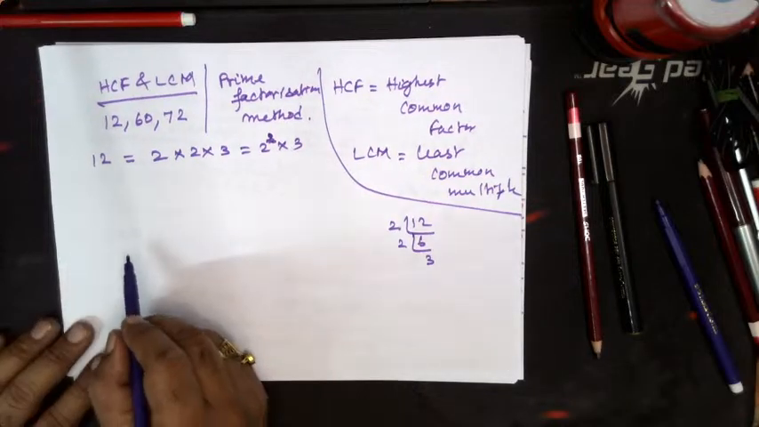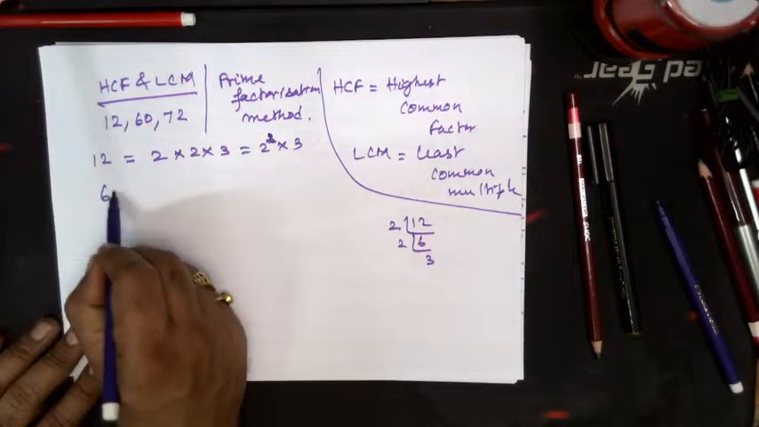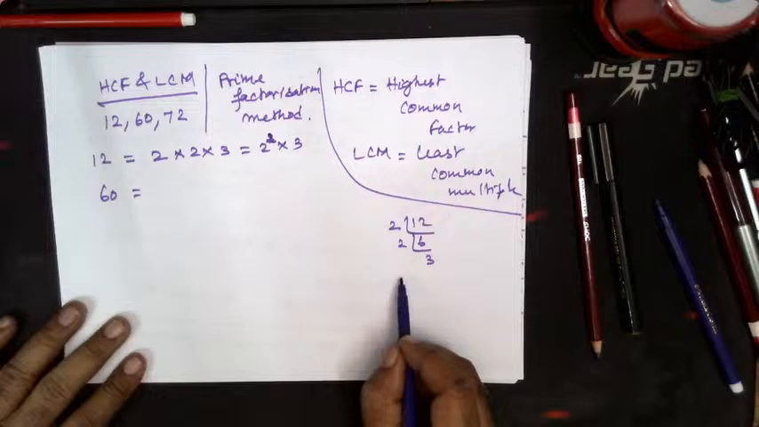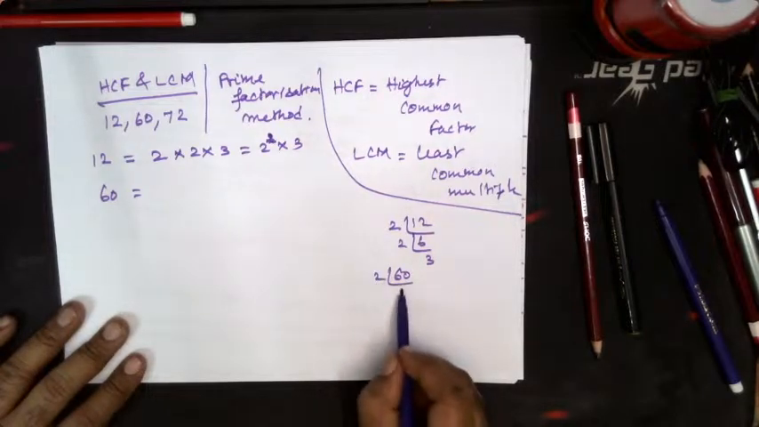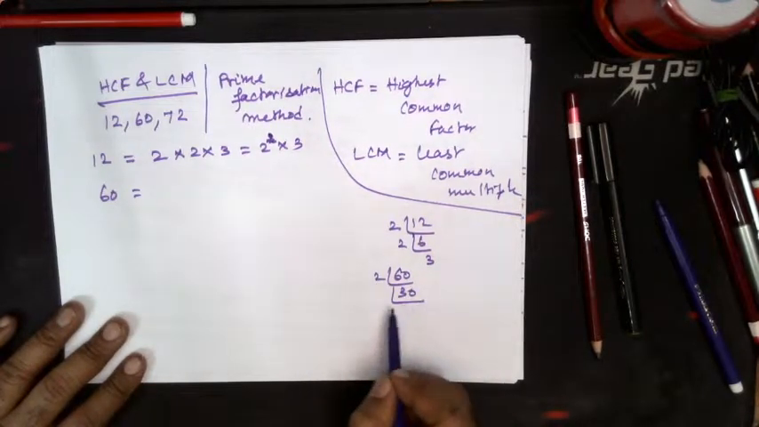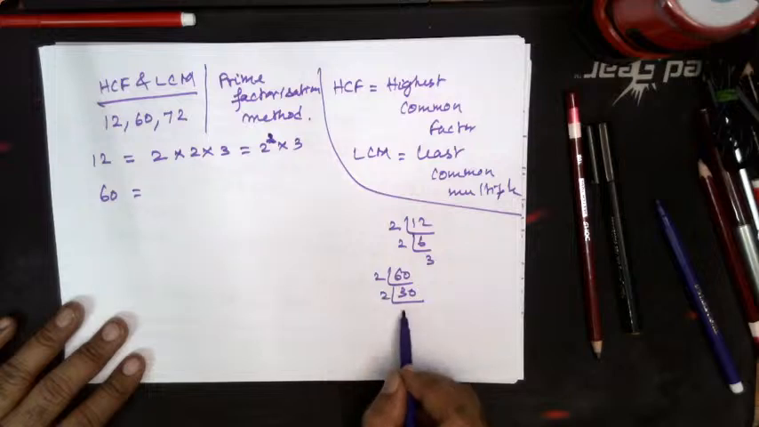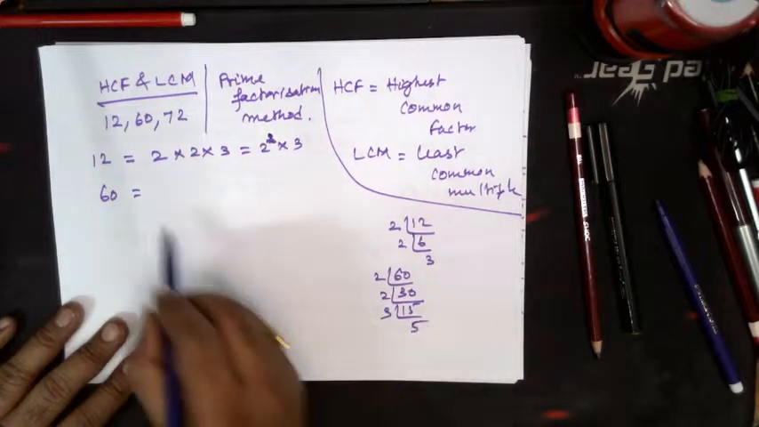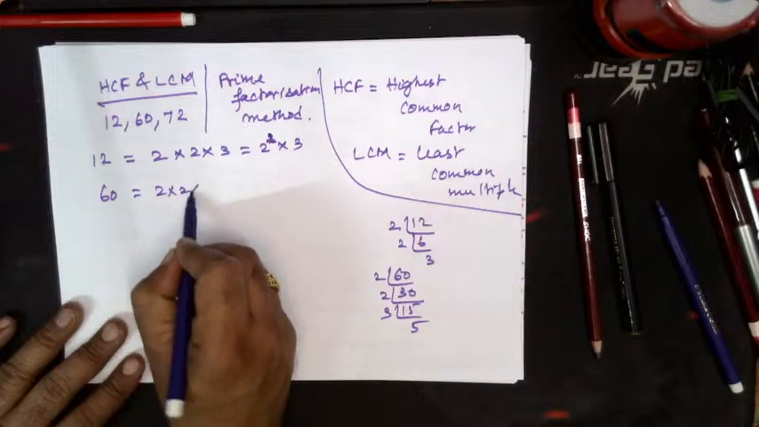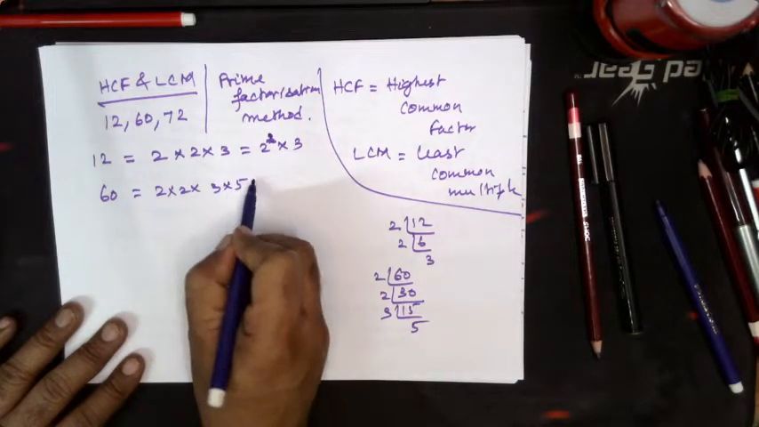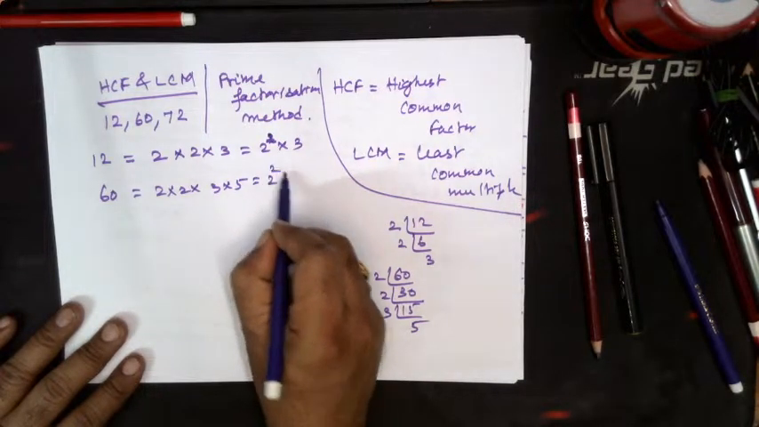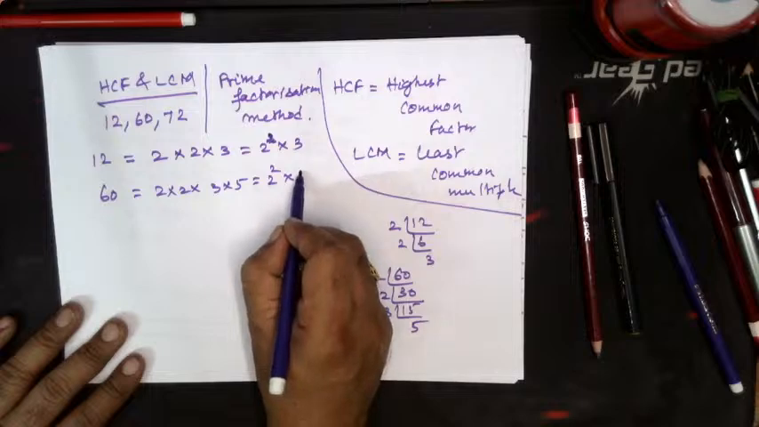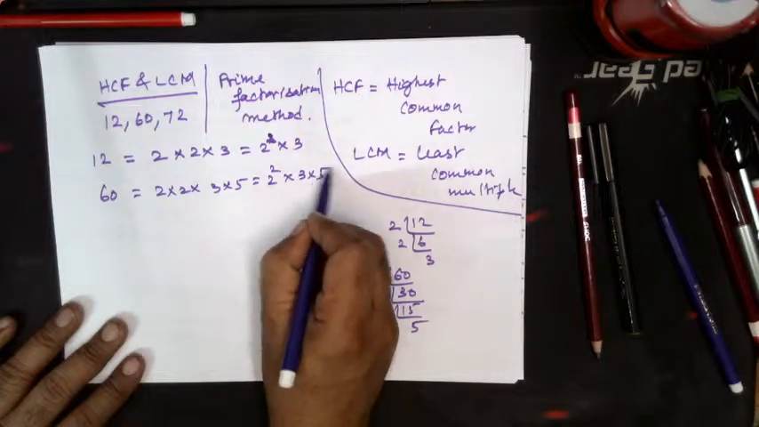Got it? Then what about 60? Can you tell? 60. Tell me. 2, 30. Speak aloud. 2, 15. Then 3, 5. So this is 2 into 2 into 3 into 5. It means 2 squared into 3 into 5.